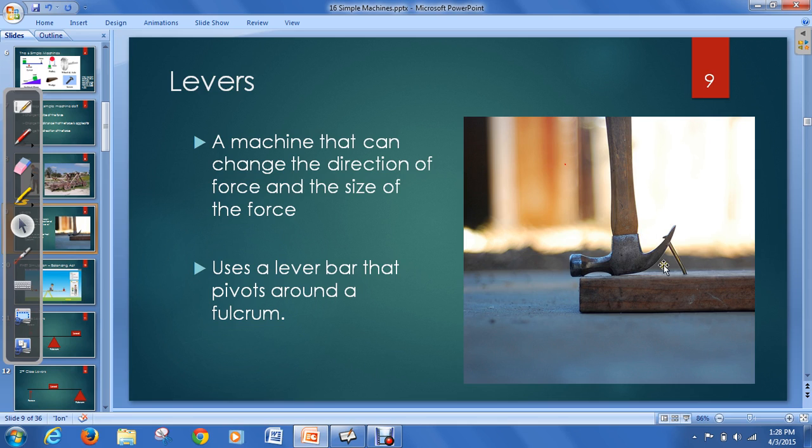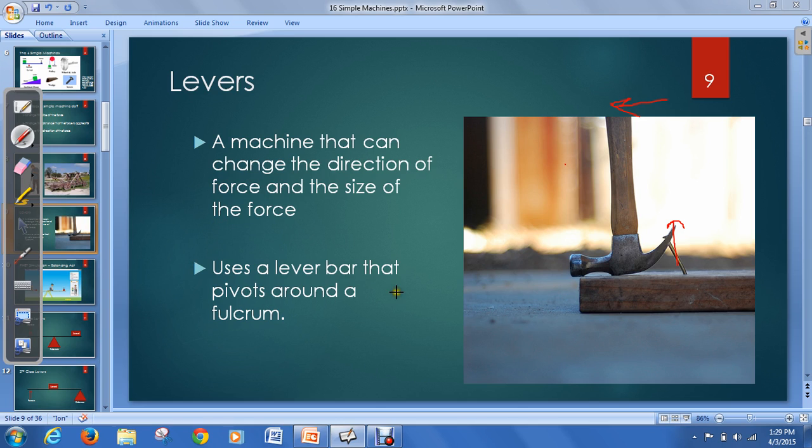So think about this hammer. It's a lever, because here's the balance point of the lever. You would be pulling in this direction on the hammer, and it's going to push up on the nail like this. So it changed the direction of the force. You are pulling this way, but the force went upwards. It can also change the size of the force. You have to move the hammer a large distance, but you don't have to put nearly as much force on the hammer to get this nail up, okay?